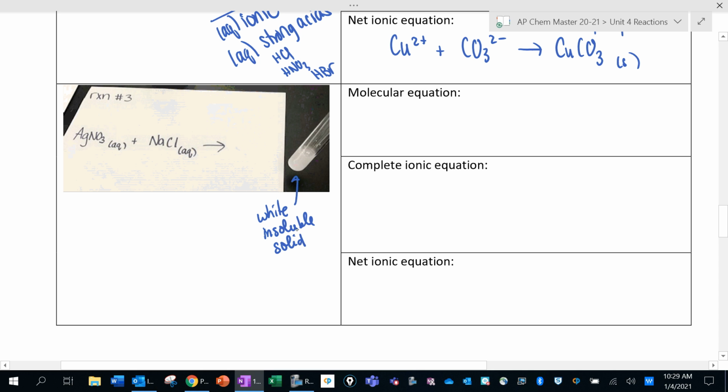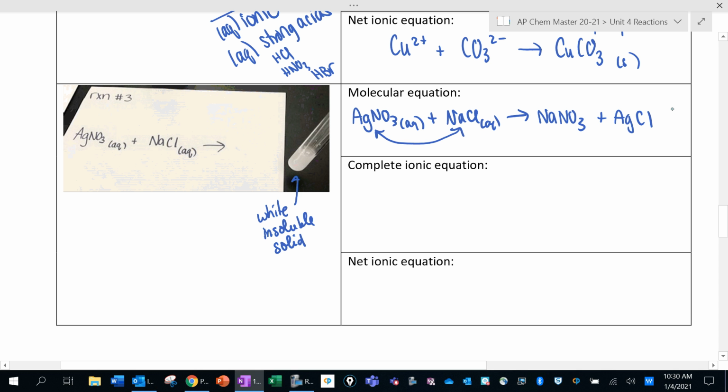So let's figure out what it is that we made. All right, so let's start by writing out the molecular equation. So silver nitrate and sodium chloride, and they're going to combine, and it's a double displacement reaction. So the sodium is going to switch places with the silver. So now the sodium goes with the nitrate and the silver goes with the chloride.